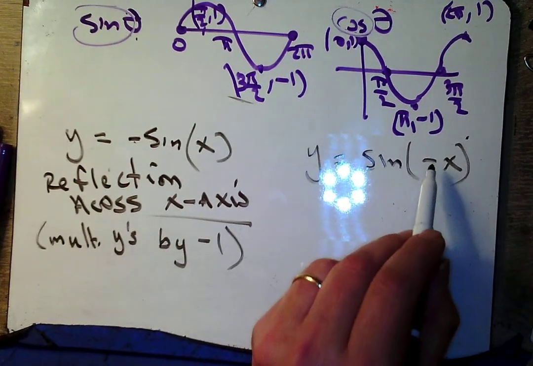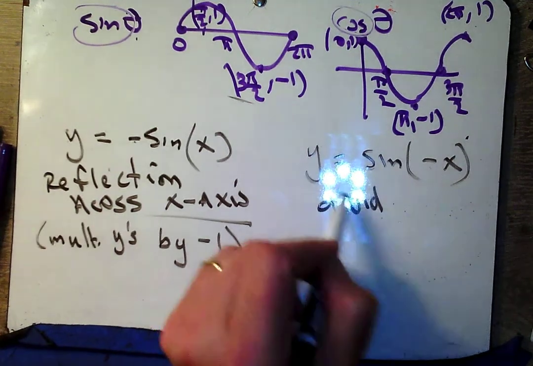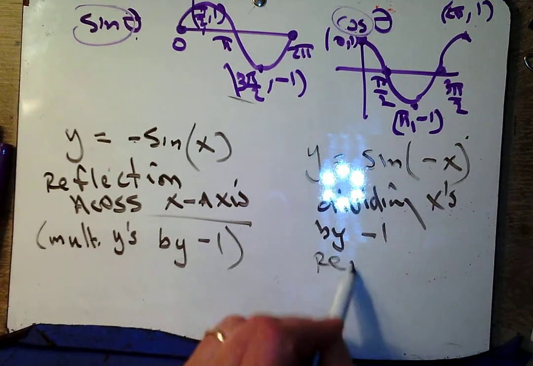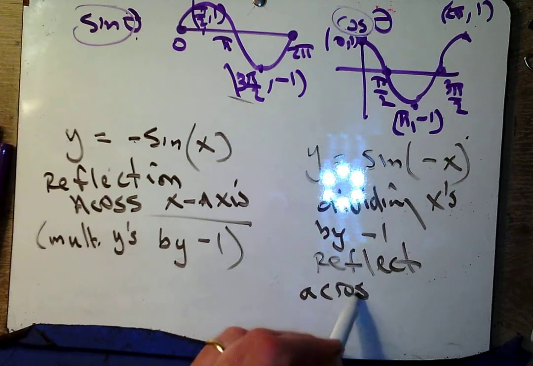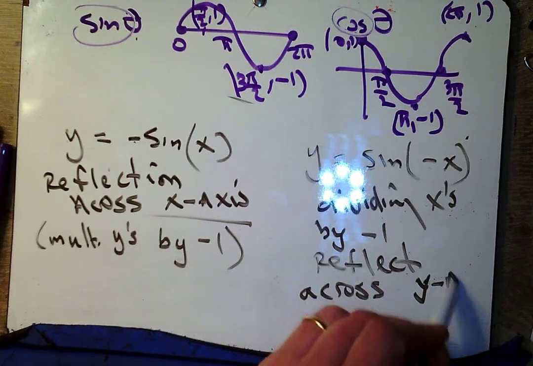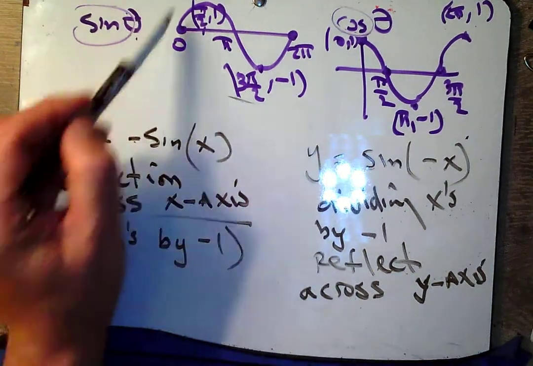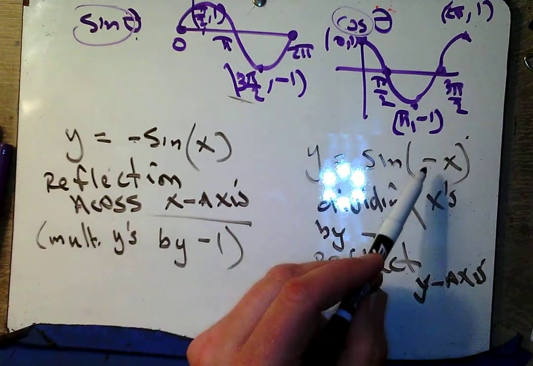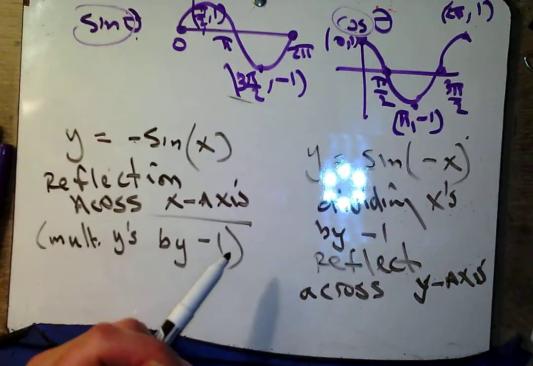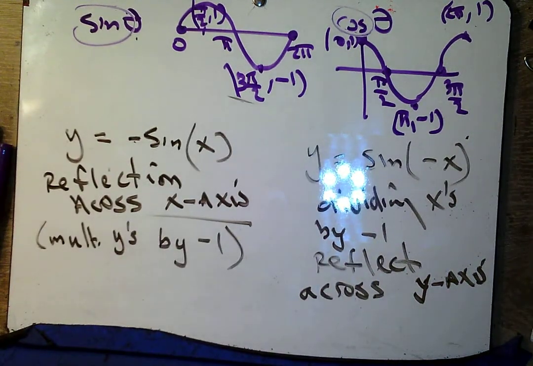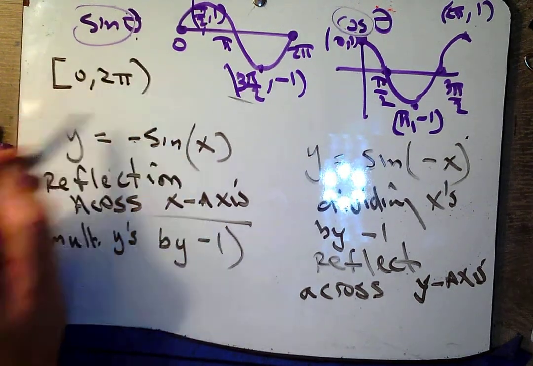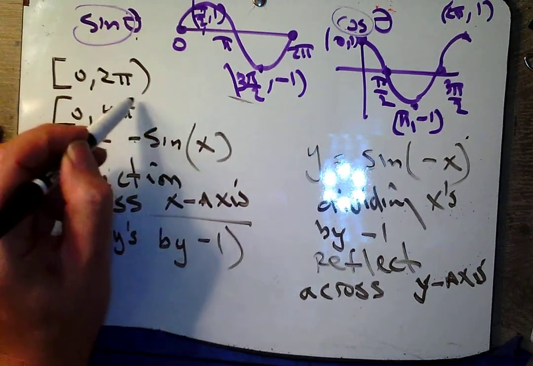And here, this is inside, so it affects x's. I'm dividing x's by negative 1, which causes us to reflect across the y-axis. Now, here's the thing. We often, because this graph goes on forever, we wouldn't ever actually notice that reflection across the y-axis, because the graph would just sort of be doing what it was doing before. We'll see this sometimes. We'll see it more because we generally restrict the domain. 1 period, 0 to 2 pi. 2 periods, 0 to 4 pi.